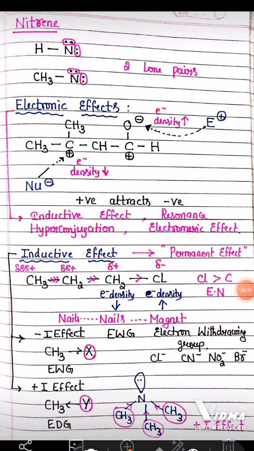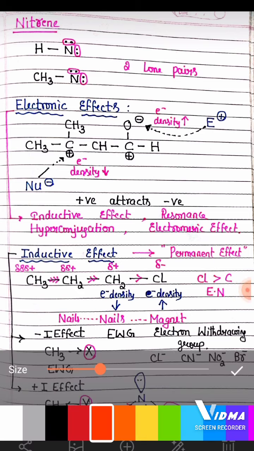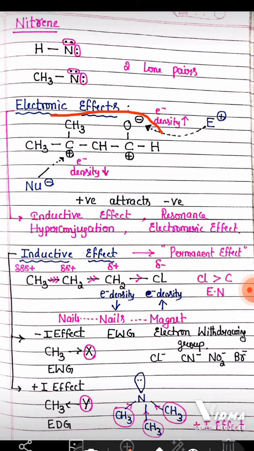Then electronic effects are very important in organic chemistry. To understand the electronic effect, you must see here, there is one example of this structure where you can find oxygen has negative charge because of more electron density, and these two carbon atoms have positive charge because of less electron density. Okay, oxygen negative charge because of more electron density, and carbon has positive charge because of less electron density.